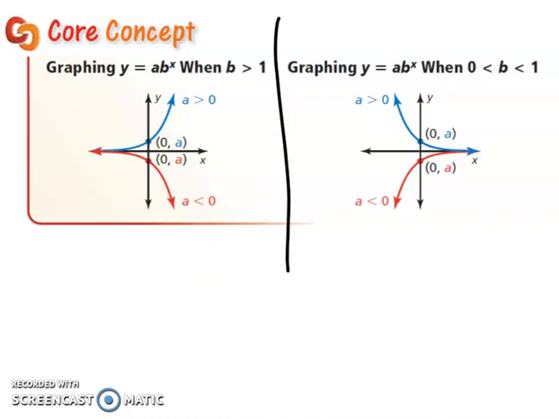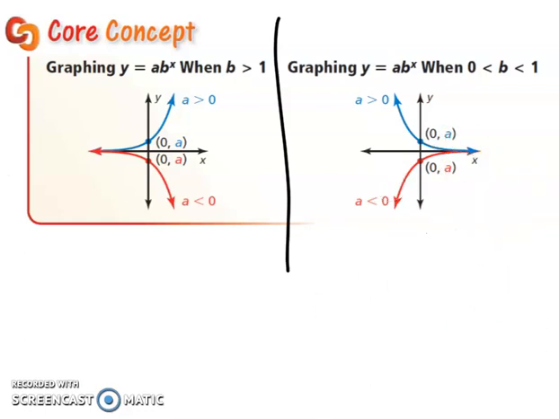Over on the right-hand side, this is different because now we're talking about when b is between 0 and 1. Remember, b cannot be 0 and b cannot be 1. So this is another set where b is going to be somewhere between them, right? b could be 1/2, could be 1/4, whatever, but it's going to be between 0 and 1.